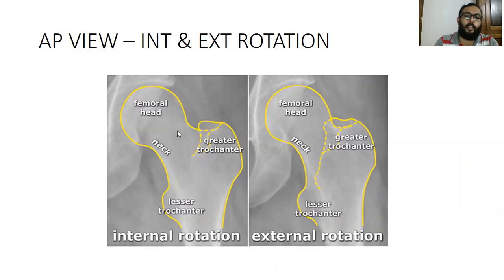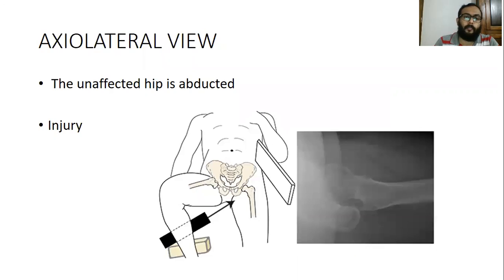This is the internal rotation view in which we can see the neck of the femur clearly, and here in the external rotation we can see the greater trochanter is overlapping the neck of the femur. Also please notice the lesser trochanter is more prominent in the external rotation AP view than in the internal rotation AP view. Whenever there is a neck of femur fracture, there will be a more prominent lesser trochanter than on the normal side X-ray.